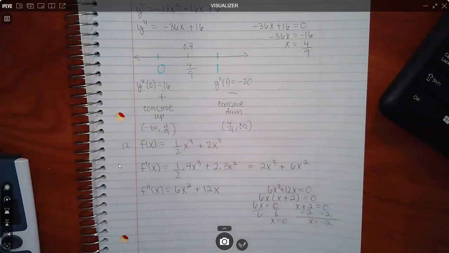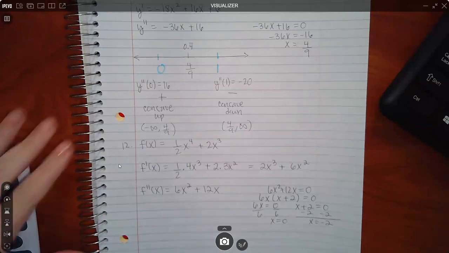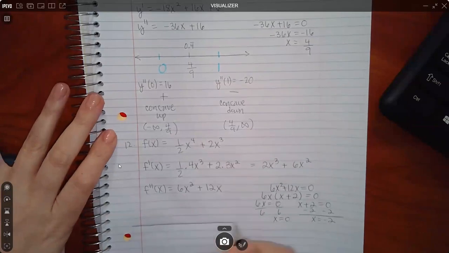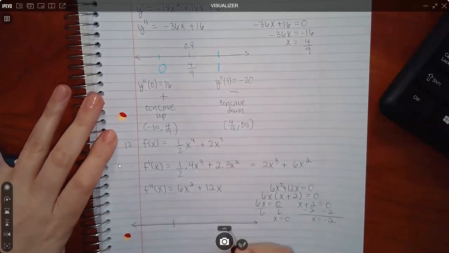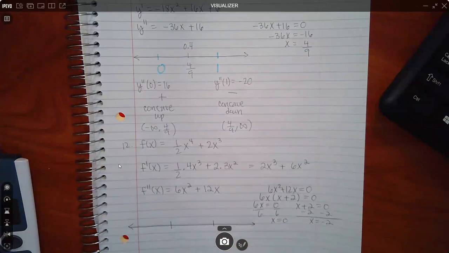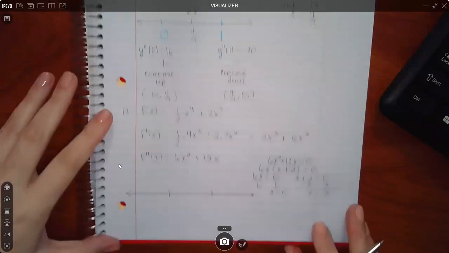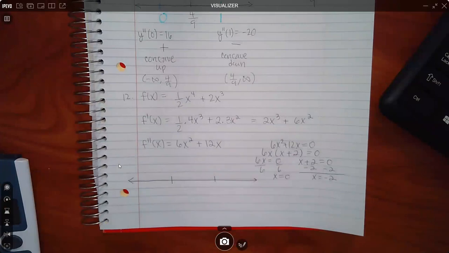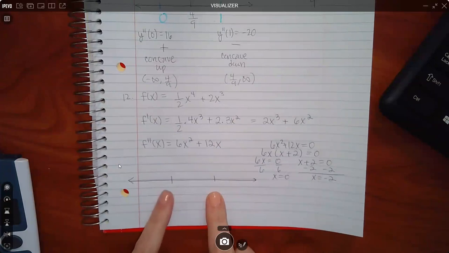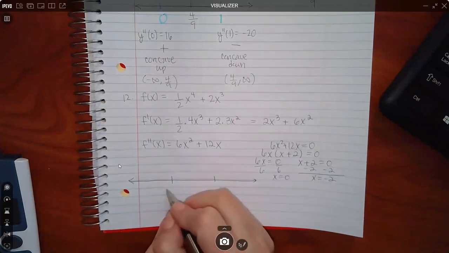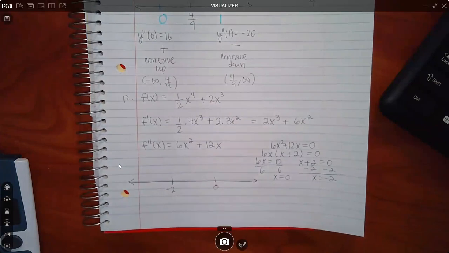But it could be that there's no change on either side of 0, or it could be that there's no change on either side of negative 2. I don't know for sure if there's a change yet. I have to do that number line part. So I'm going to put two marks for my two critical numbers. Which one goes on the left? The negative 2 and then the 0.